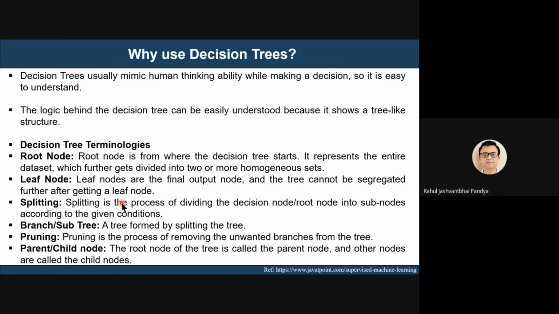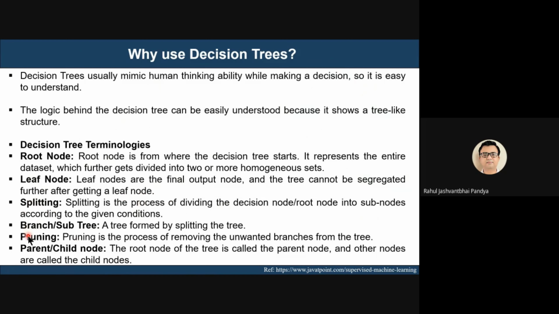Splitting is generally a process of dividing the decision node or root node into sub nodes based on the given conditions or set of rules, our decision rules, what we are looking for in that particular sub branch. A branch or subtree is a tree formed by splitting based on our decision rules or the conditions we have given.